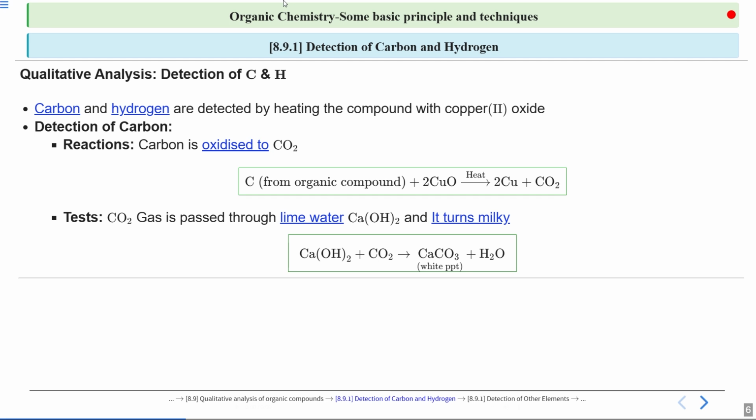To confirm the presence of carbon dioxide, we pass the gas through lime water. The gas received after the reaction is passed through lime water, whose chemical formula is calcium hydroxide, Ca(OH)2. The lime water turns milky due to the formation of calcium carbonate, a white precipitate. This visual change is a clear indicator of carbon dioxide and thus carbon in the organic compound. This test is a classical method used in the qualitative analysis for carbon.